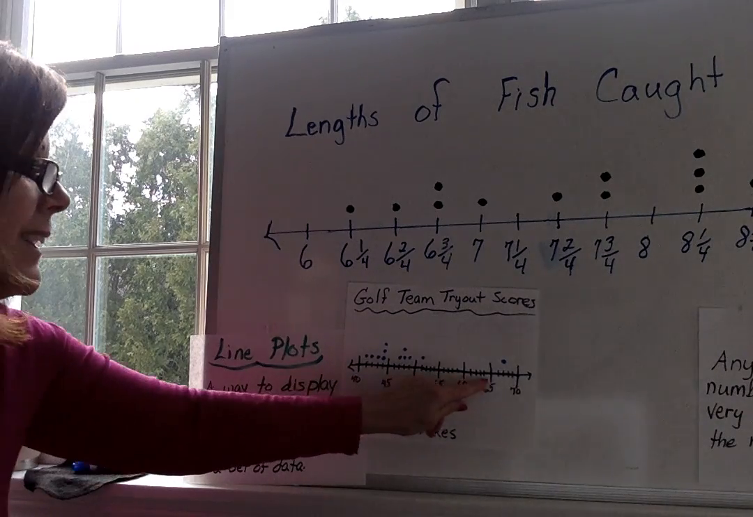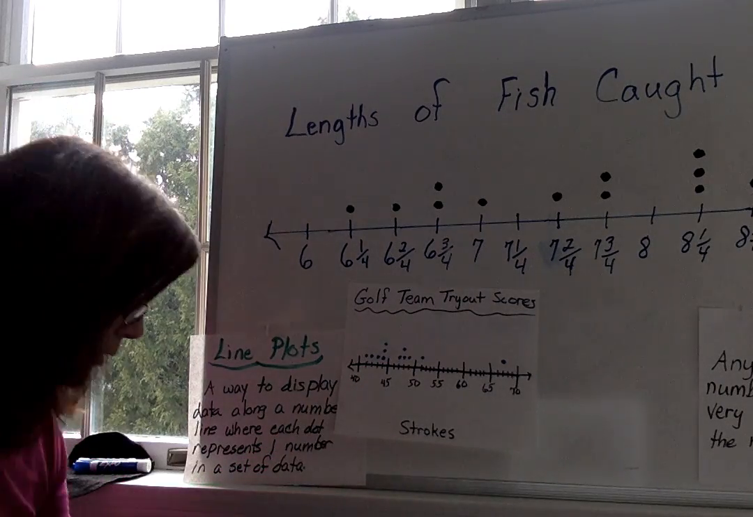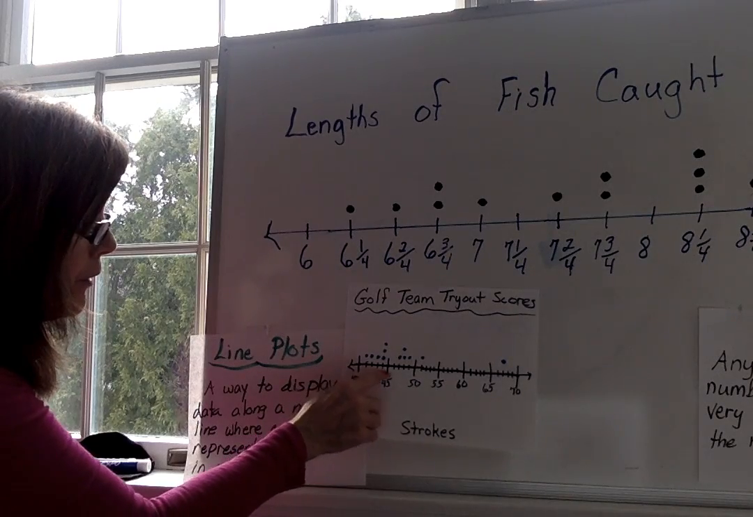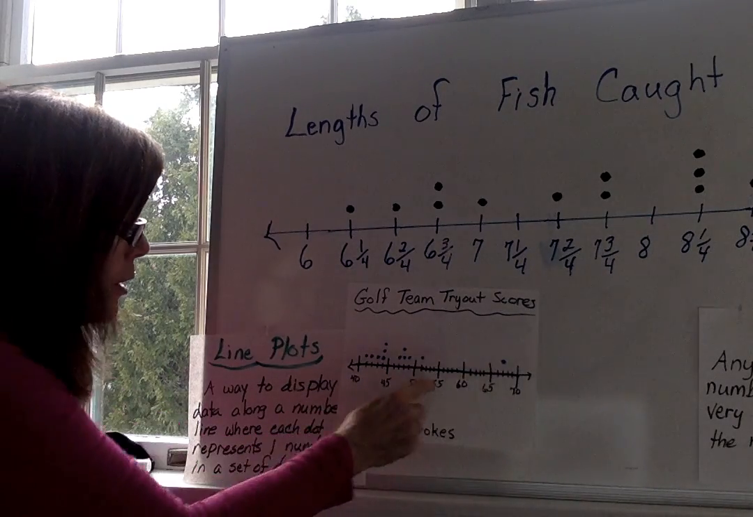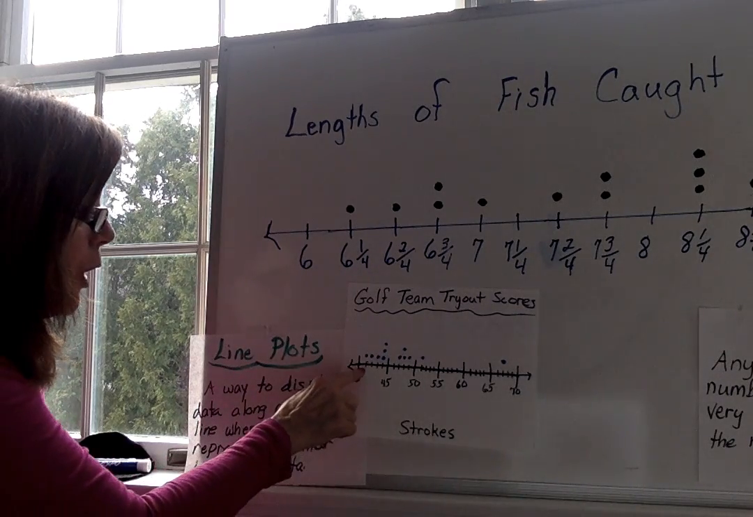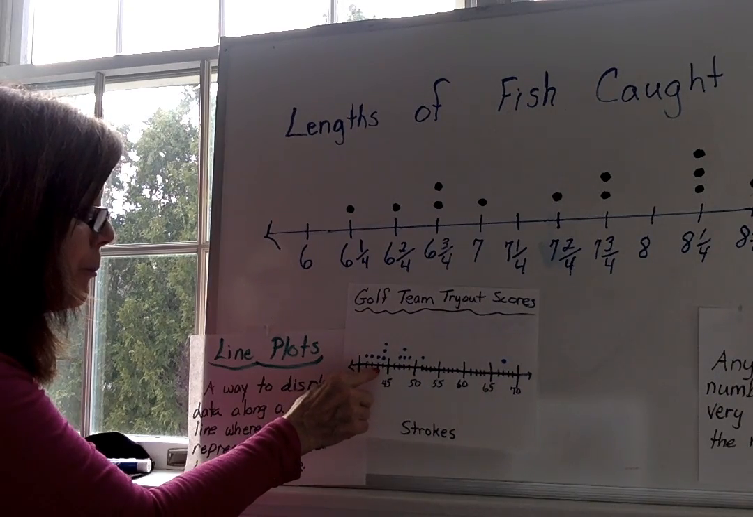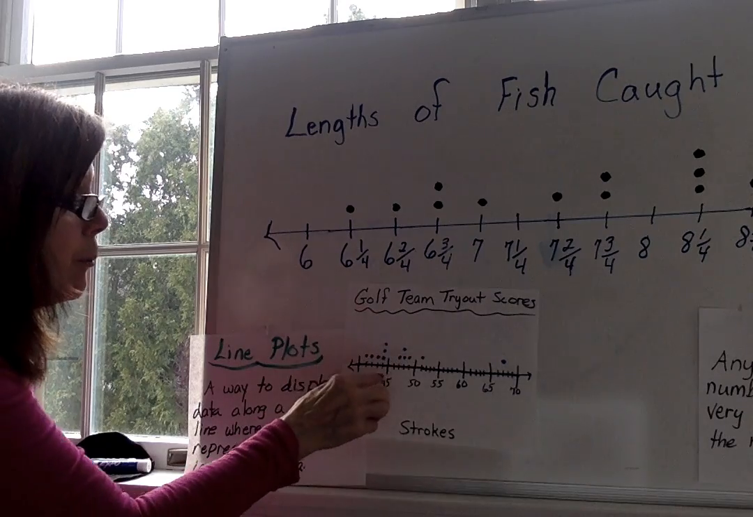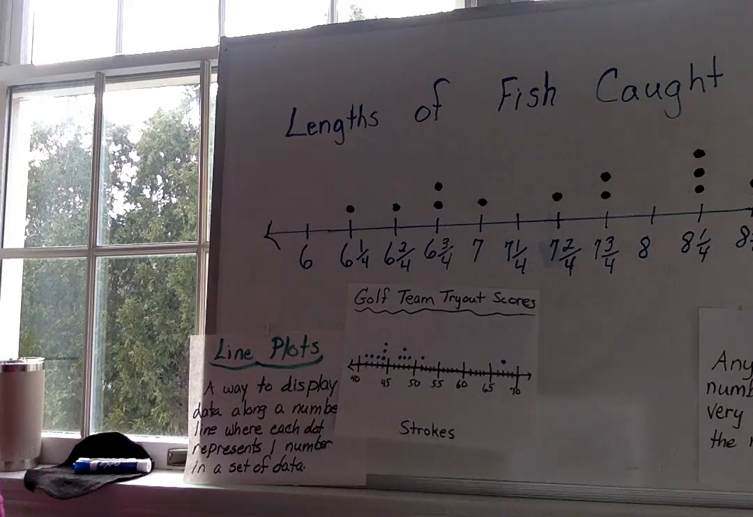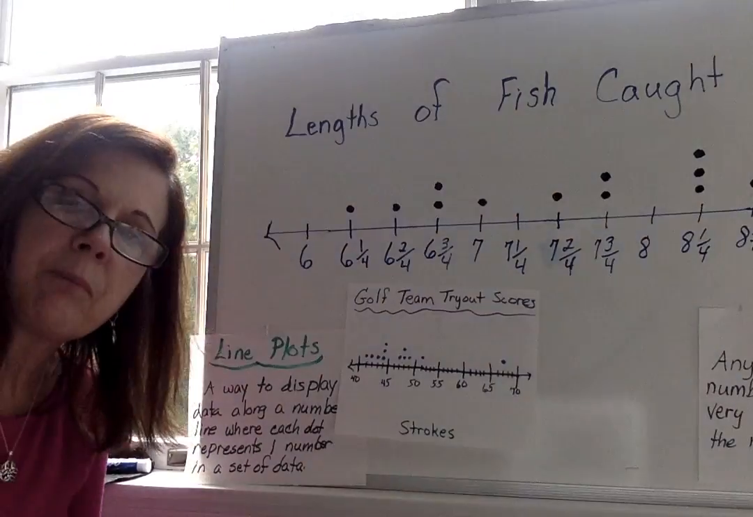I've divided each of these numbers into smaller numbers. So as you can see, it starts at 40, 41, 42, 43, 44, 45. So it jumps by fives, but in between each five there are the little ones. So one person scored a 41, one person scored a 42, one person scored a 43, 3 people scored a 44, no one scored 45, and so on. So my question is, is there an outlier on that line plot?